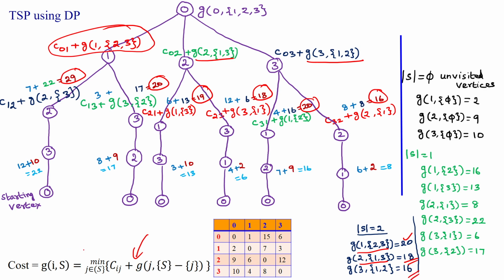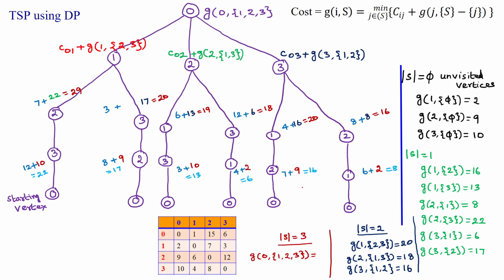How are we selecting the minimum? Based upon this formula, we are selecting these values. So now we have selected these values 20, 18 and 16, and we write them here. Then we check the cost from 0 to 1, which is 1, so that's what is given here. 0 to 2 is 15, so that's given here. And 0 to 3 is 6, so that's given here.